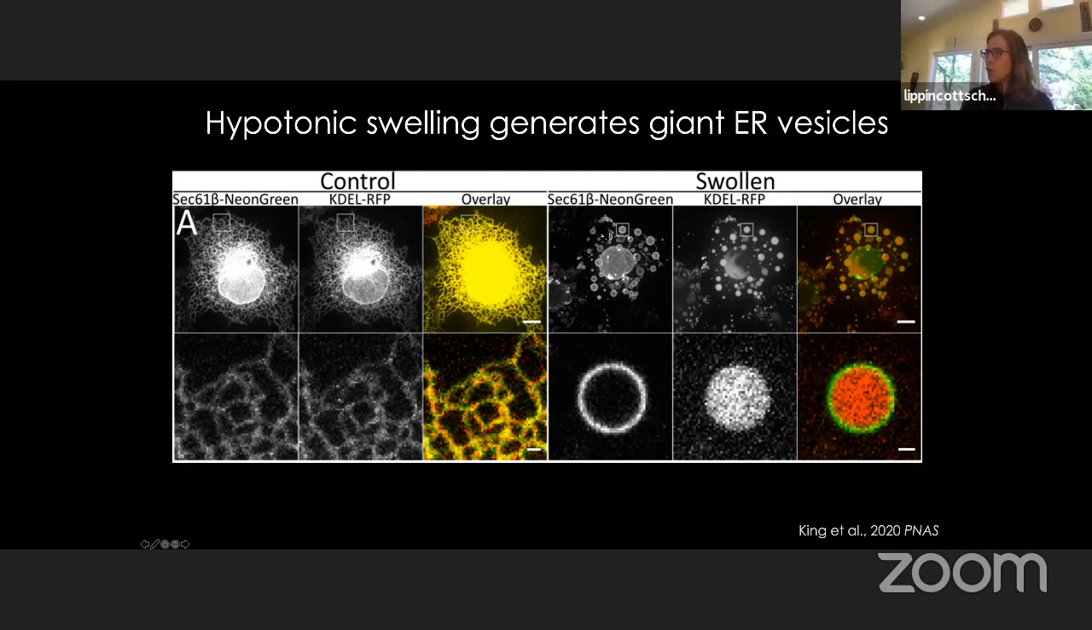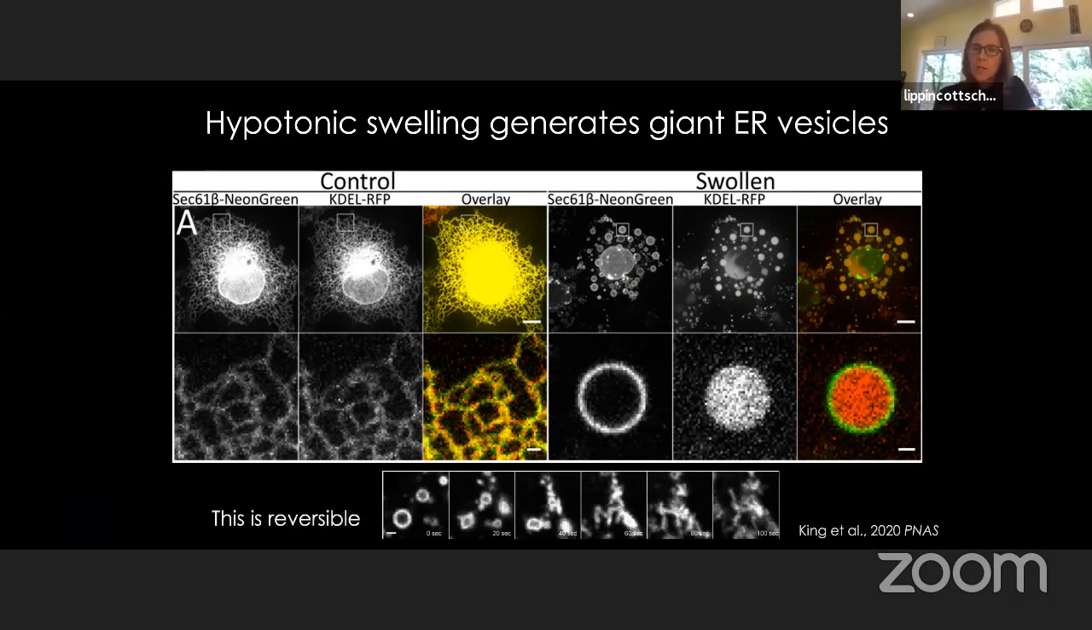What you can see is that the ER remains intact. You still see a membrane with Sec61. Inside that membrane is the KDEL receptor, the luminal marker. You can see separation between these two different species, which is exciting because you can now start potentially looking at the way different proteins might be distributed within this organelle at a light level where you can distinguish different populations.